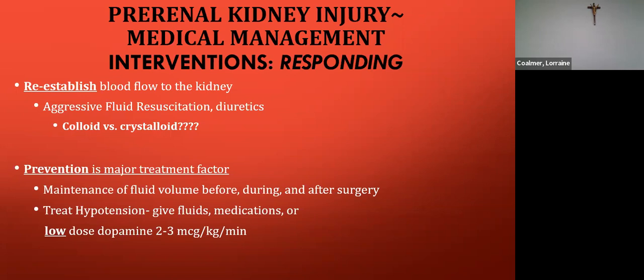Okay. Now, the question is, do we give a colloid versus crystalloid? How do we make that decision? Do we have to make that decision? First of all, no. But we need to anticipate. Who's getting crystalloids and who's getting colloids? Probably for trauma, and then the crystalloids for like someone who's got diarrhea, vomiting.